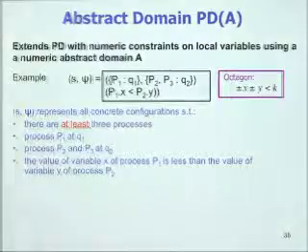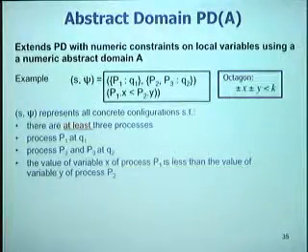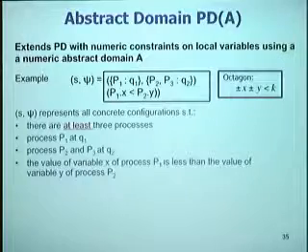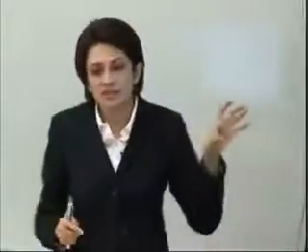And this global state in our abstract domain says that there are at least 3 processes, 1 at Q1, 2 at Q2, and the value of variable x of process P1 is less than the value of variable y of process P2. So as you can see, we are actually taking an existing numeric abstract domain and adding it to the parametric domain that we already had.